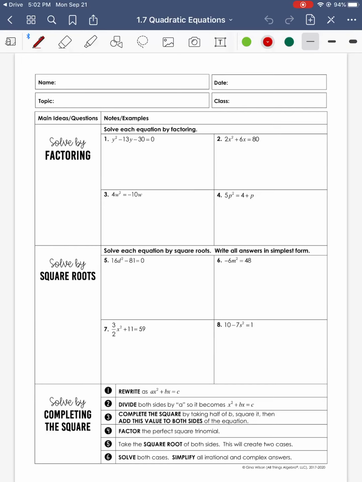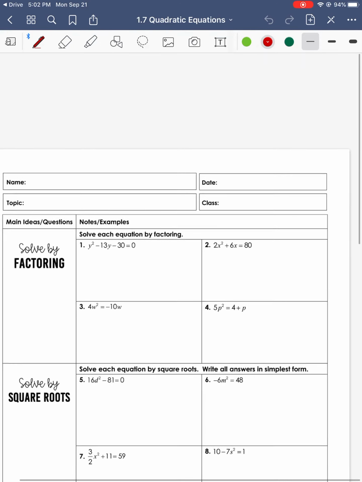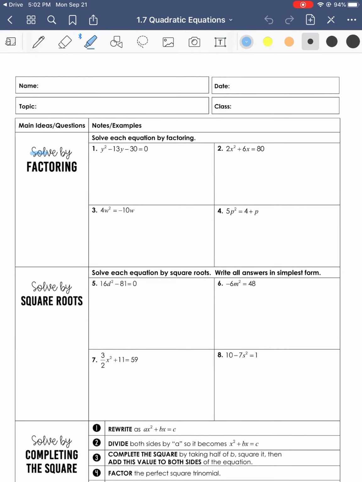All right, quadratic equation, section 1.7. So if you remember from your classifying polynomials, you know that quadratic equations have a degree of 2. So let's look at the different ways we have to solve these, okay? Because they're a little less straightforward than your linear equations. So we can look at this first section here titled Solve by Factoring.